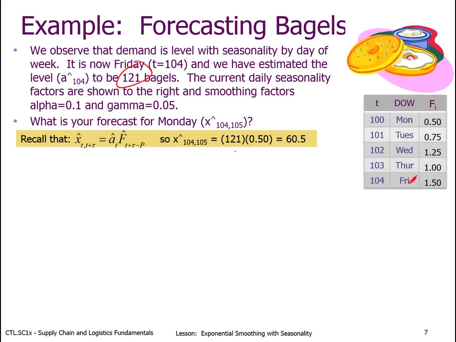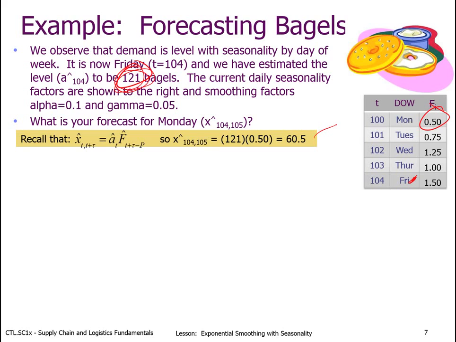So it's simple. It's going to be the level estimated at my time period 104, which I gave you up here, 121, times the most relevant seasonality factor. So that's 104 plus 1 is 105, minus p is 5, means it's going to be f hat 100, which is 0.5, my last Monday. Makes sense. So 121 times 0.5 is 60.5. That's my estimate for Monday. I'm estimating, due to seasonality, I don't sell many bagels on Monday, I'm going to sell 60.5.